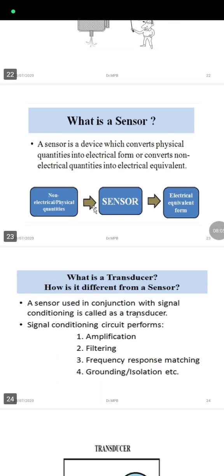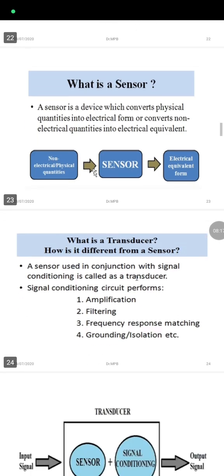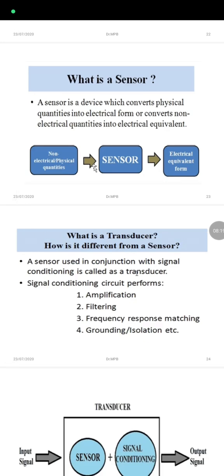What is a sensor? A sensor is a device which converts a physical quantity into electrical form, or converts non-electrical quantities into an electrical equivalent. Here the non-electrical physical quantity is given to the sensor, and the output is given in electrical equivalent form.